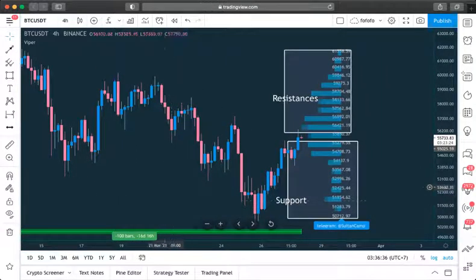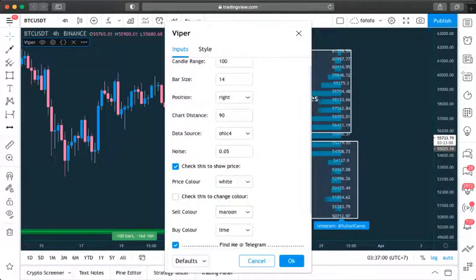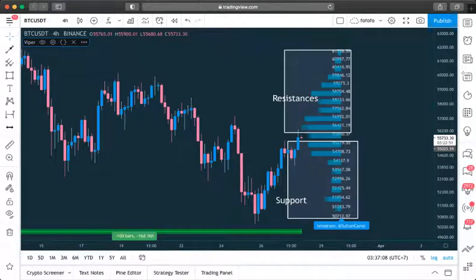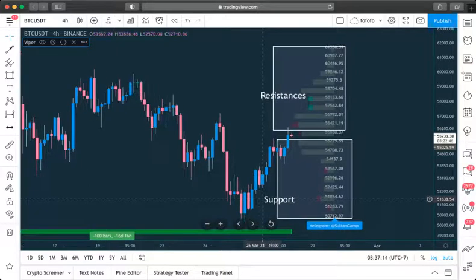The original idea of the VIPER indicator is similar to the volume range profile. Volume range profile is a default indicator from TradingView and also represents resistance and support based on volume calculations. If we change the color, where sell is red or maroon and buy is blue or lime or green, we can understand the market activity very clearly.